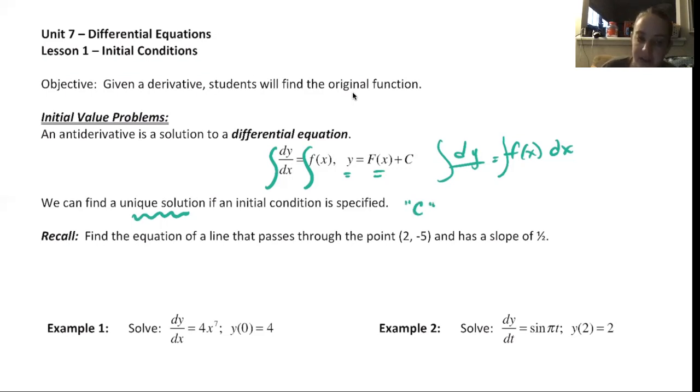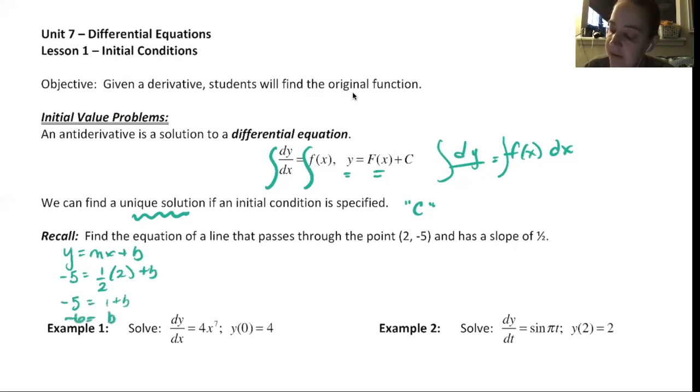So recall, find the equation of a line that passes through the point (2, -5) and has a slope of 1/2. So let's time travel back to Algebra 1. If we have y equals mx plus b, well, actually, we've got a few minutes this morning. We can do this a few ways. y is -5. My m is 1/2. My x is 2. And here's my b. So -5 is equal to 1 plus b. b is equal to -6.